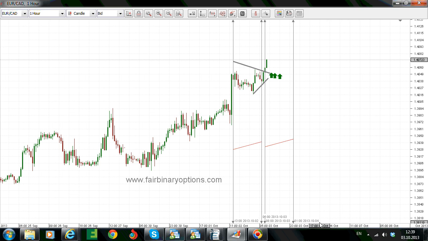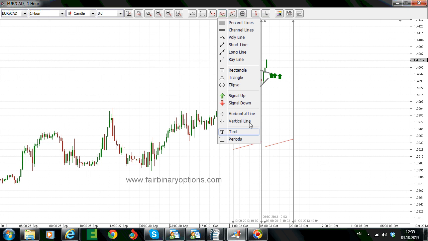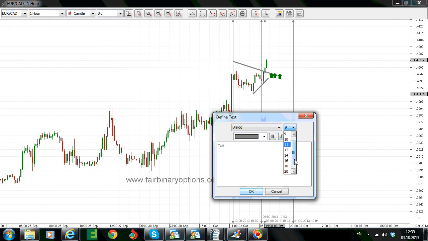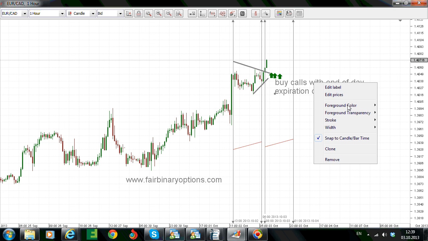Now the expiration date, as you can see here, is the 4th of October at 1 o'clock. So let's say 1 GMT. So there is 1 hour after midnight today. So you might choose end of day expiration date. So because of that, we are buying calls. So we are looking to buy calls with end of day expiration because of this pennant.